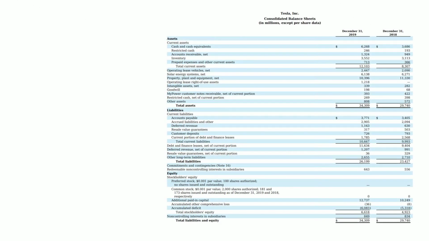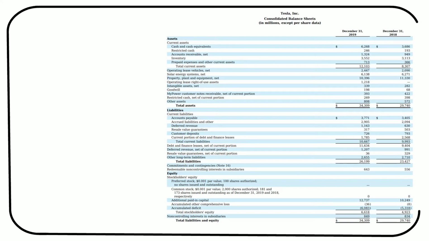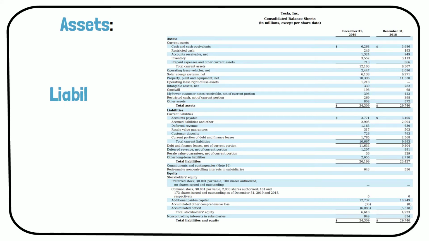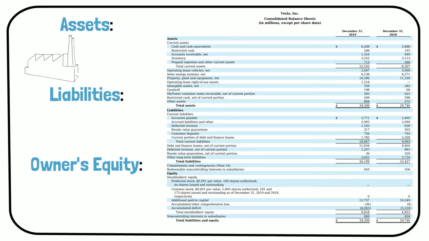Here is Tesla's balance sheet from their 2019 annual report. The first thing to notice is that every balance sheet has 3 sections: assets, liabilities, and owner's equity. Assets are the items a business owns that will hopefully generate income for the business or help repay their debts. Some examples of assets are the manufacturing plants for a car company or even cold hard cash.